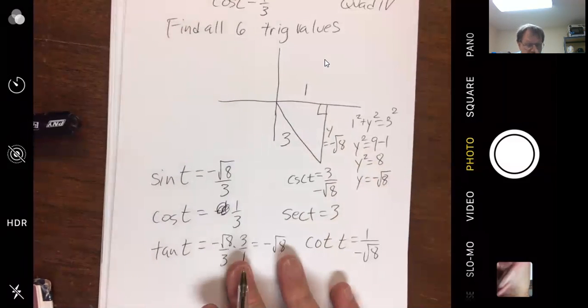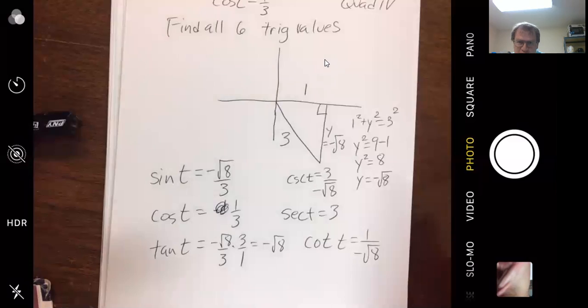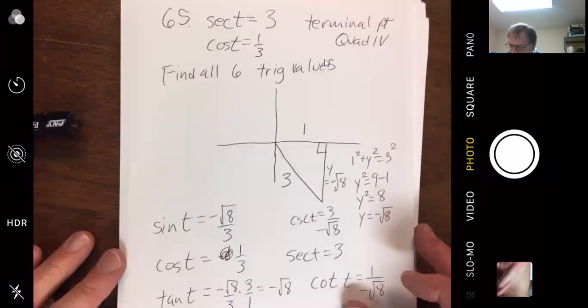And your cotangent of t is 1 over negative square root of 8. I won't bother to rationalize it, and I won't do a true or false. I'm not going to play those games. Don't thank me all at once.